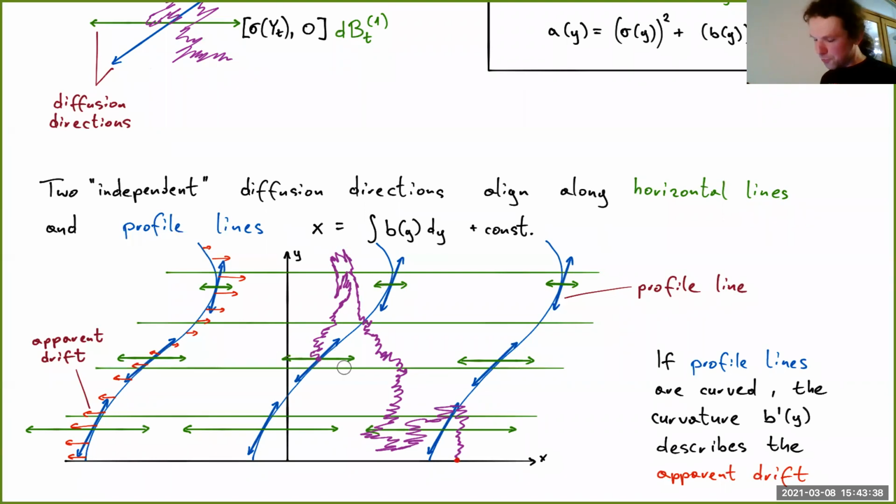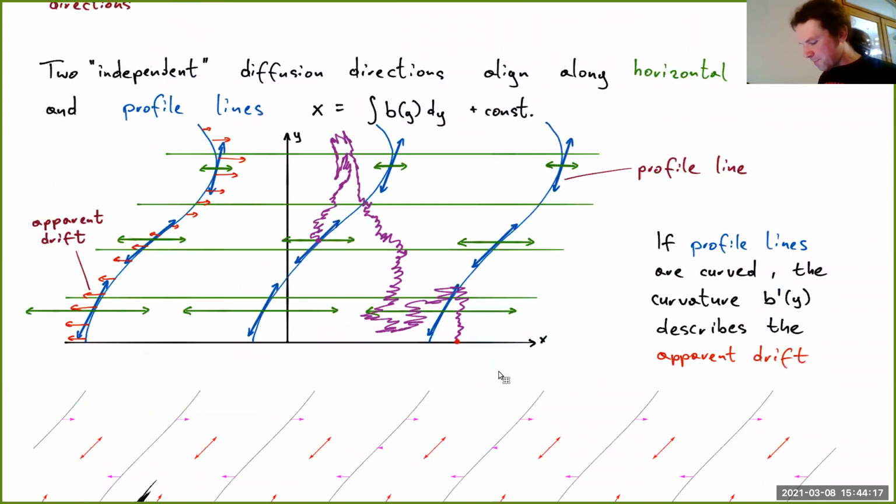And if there are no green lines, the process will align to blue curves, which I call profile lines. And essentially it will move along these lines, but since we have a local martingale and these lines can be curved, there's something that I call apparent drift. So it will move from one profile line to another according to red arrows. This is not a true drift, that's why I call it apparent drift, but it kind of shows what would be the drift if you made the blue lines straight by what I call shearing.